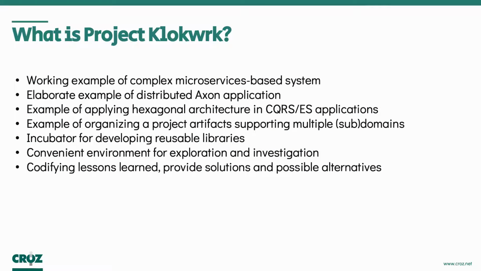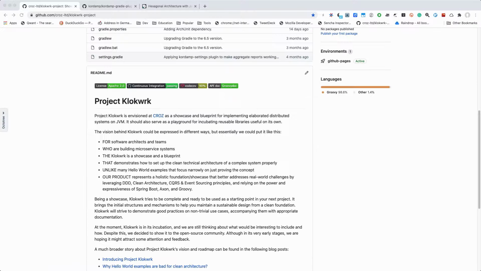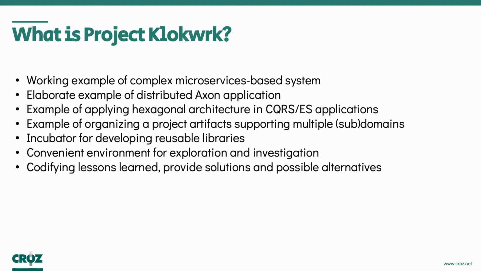So, what is Project Klokwrk? If you look at the projects page on GitHub, you might get some idea. Nevertheless, I will try to explain it in a few bullet points. First, Project Klokwrk is a working example of a complex microservices-based system. It is not strictly bound to Axon, and it can serve as an example, at least some parts of it, for projects that do not use Axon at all.